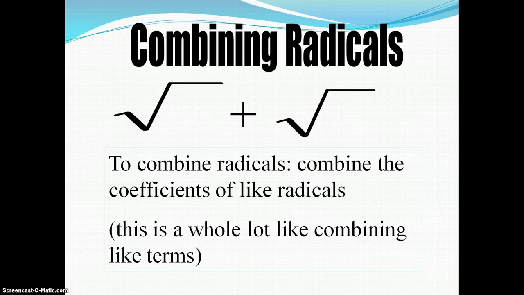Now, if you look in practice E, what's happening here is that we're going to be combining radicals. And it works a lot like combining like terms. Combine the coefficients of like radicals. Quite honestly, I'm not sure that the number in front of the radical is supposed to be called a coefficient, but I do. So let's go for it.